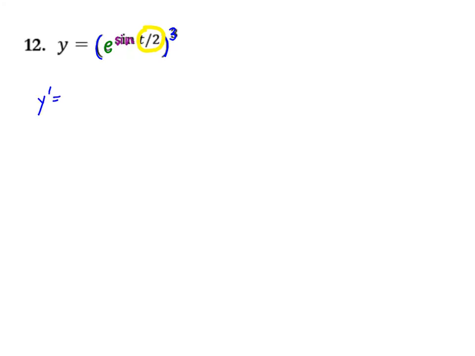Y prime, outside in, just like opening the present, peeling an onion. 3 times the leave the inside alone to the second power. That inside does not change, not even one little bit. E to the sine of t over 2. Then next we look inside there, see what we can cover up with our finger. What we can cover up is that sine business, so we take the derivative of e, which is still e to the that stuff. Leave that stuff alone, sine of t over 2.